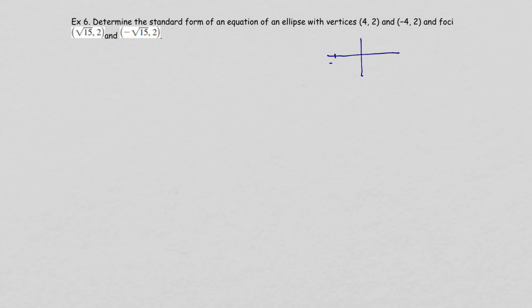So if this is negative 4, this is positive 4, and this is 2, this is your vertex. It means that your center is going to be right in the middle, which is going to be 0 and 2. This distance from here to here and here to here should be the same. So right in the middle of those 2 points is going to be 0 and 2, and that's going to be the center.